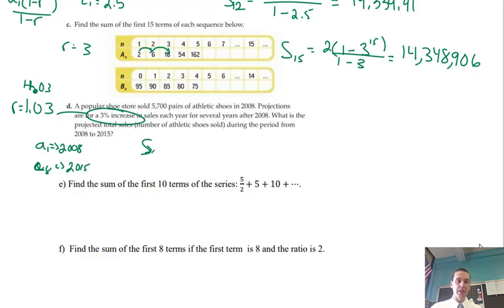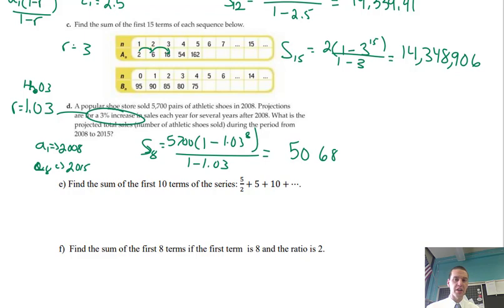Summation of the 8 years equals our first year, which was 5,700 pairs of shoes. That's why I did not put equals. I just said it implies the year 2008. 1 minus 1.03 raised to the 8, all over 1 minus 1.03. And we are looking at 50,686 pairs of shoes approximately. There's a decimal point in there, so we'll say approximately there.